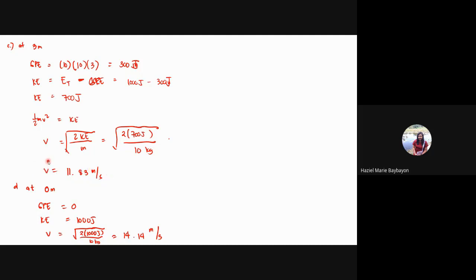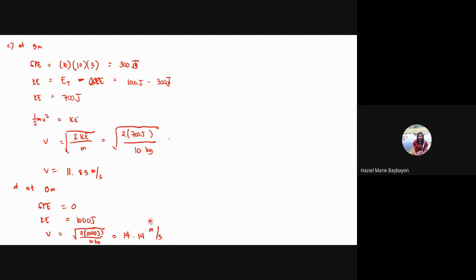Now, just before it hits the ground, the gravitational potential energy is equal to 0. Okay, so 10 times 10 times 0, you will get 0. The gravitational potential energy is completely converted to kinetic energy. So the kinetic energy is now equal to 1,000 joules. So V is equal to the square root of 2 times the kinetic energy divided by the mass. So this is equal to 14.14 meters per second. So this is the maximum velocity attained by the boulder before it hits the ground.